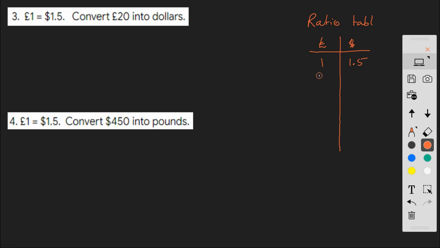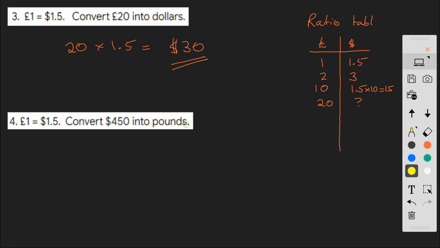Now the nature of the ratio table is that these numbers are in proportion. So if we had £2, we would have $3. If we had £10, we would have $15. So question 3 is relatively straightforward in this instance. We have 20 and we're asked how many dollars is that? Well, that is 20 times 1.5, which is 30. Now you've been doing these 5-a-days for a while, so you should remember now that we need to include our units.